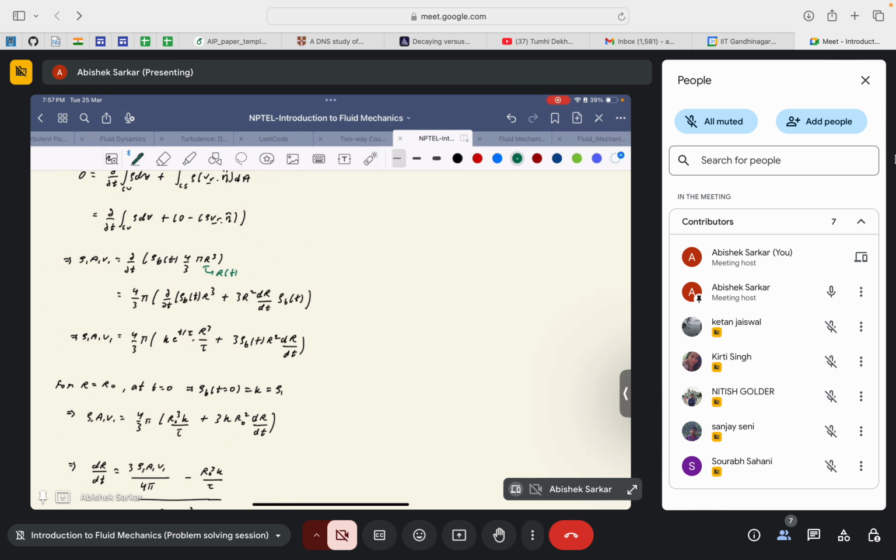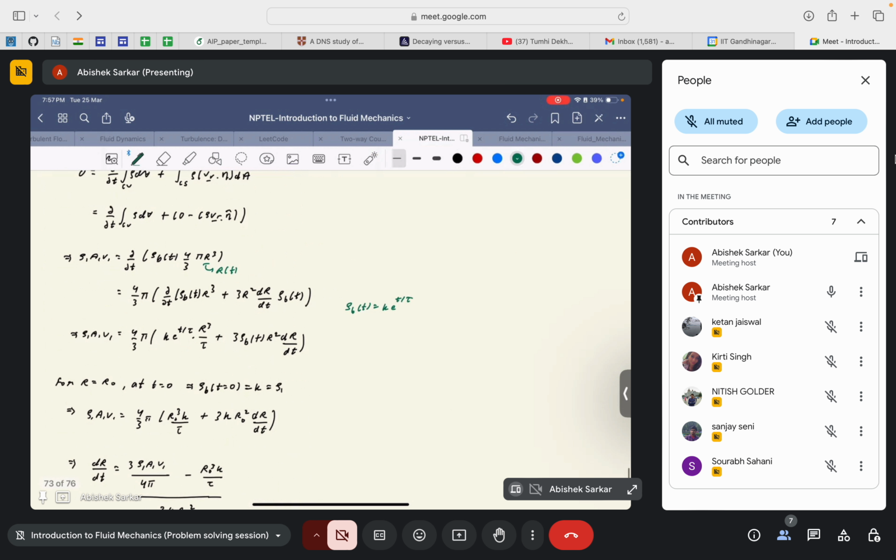if ρ_b(t) is k exponential of t by τ, then ∂/∂t of this one would be, k is a constant, so k will come out. The derivative of the exponential is again the same, e^(t/τ), times the derivative of t/τ, which is 1/τ, times r³, which is shown here, plus 3ρ_b(t) r² dr/dt.